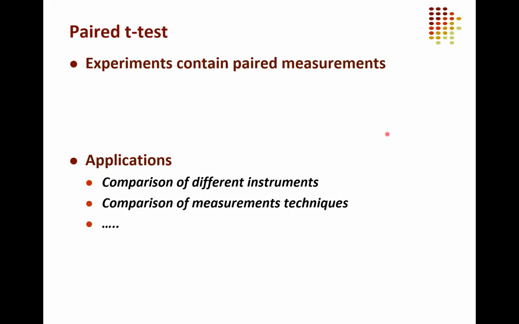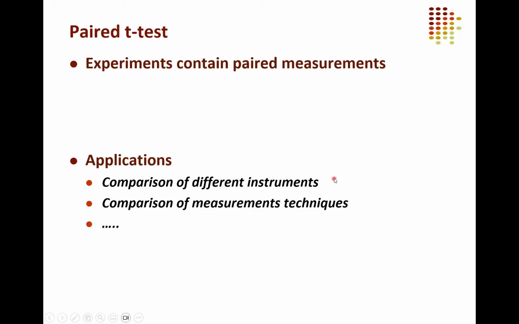The other modality is the paired t-test. The paired t-test is identified with the characteristics of measurements when the experiments contained paired measurements. It means the two sample measurements are taken together. So the applications are comparison of different instruments.